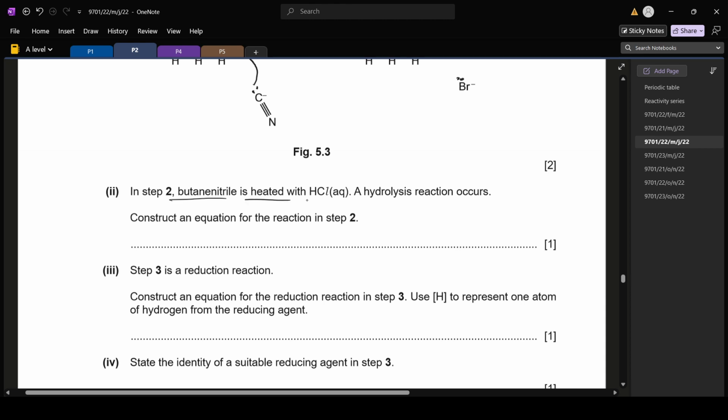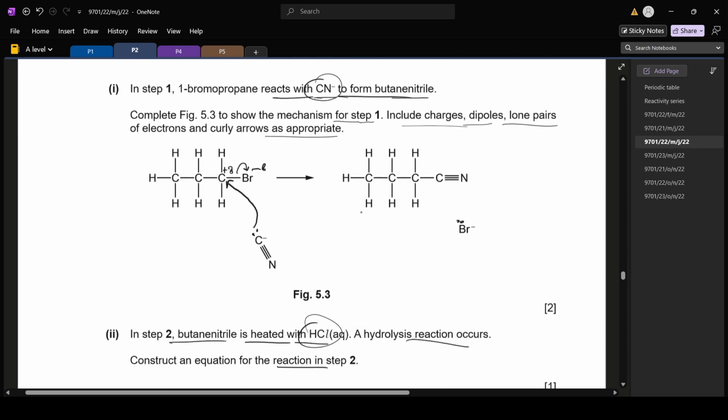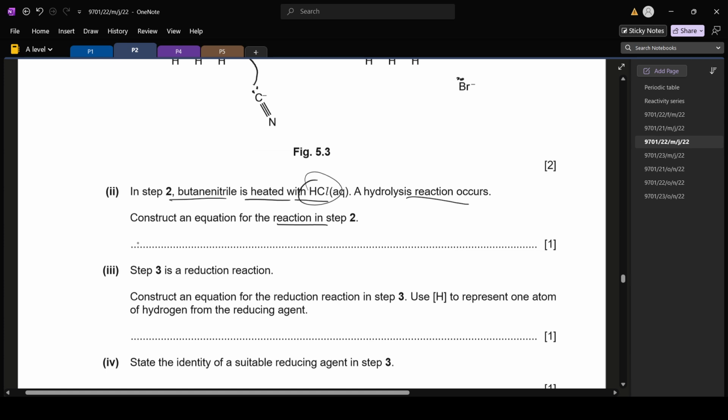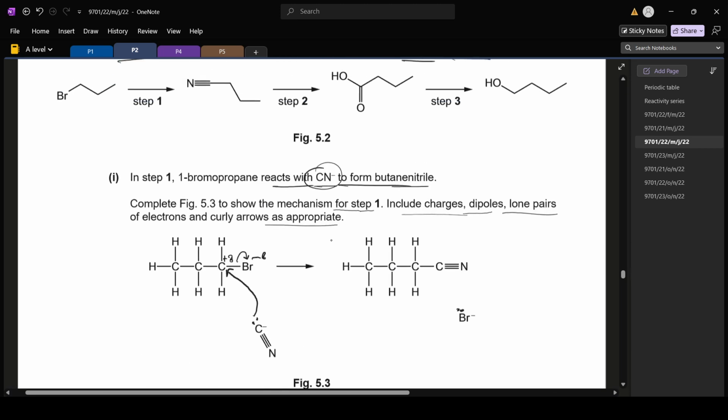Okay, and step 2, butanenitrile is heated with HCl. A hydrolysis reaction occurs. Construct an equation for the reaction. So for this hydrolysis reaction, it's butanenitrile, CH3CH2CH2CN, plus it reacts with HCl and water as well, and when this is hydrolyzed, it forms carboxylic acid. So CH3CH2CH2COOH plus, it forms ammonium ion, because it is an acidic conditions, and Cl is also present, so ammonium chloride. Okay, and balance the equation like this. So this is the balanced equation.